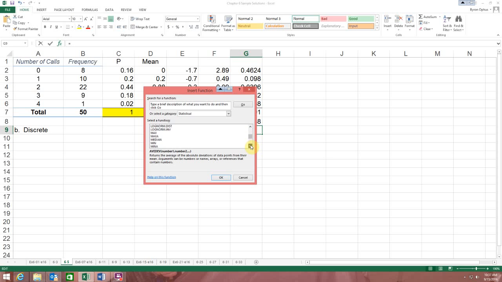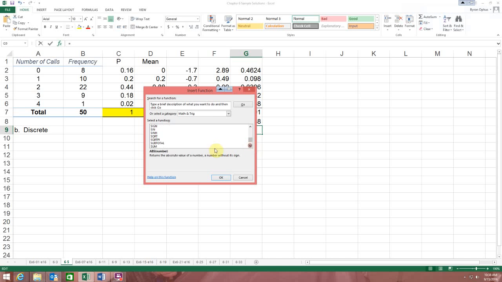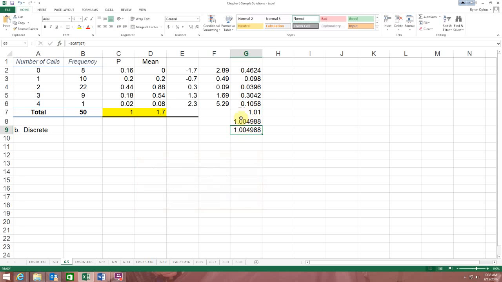All right, so we'll just check and see if we got square root under here. Nope, I don't. So I might have to go to math and trig. Square root, okay, what's my number? I just click on this one, which was my variance, and it gives me the exact same number I got the other way. So again, this is like 6-8.